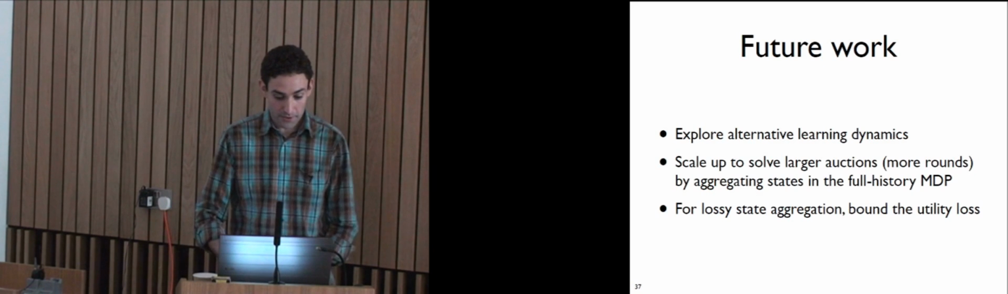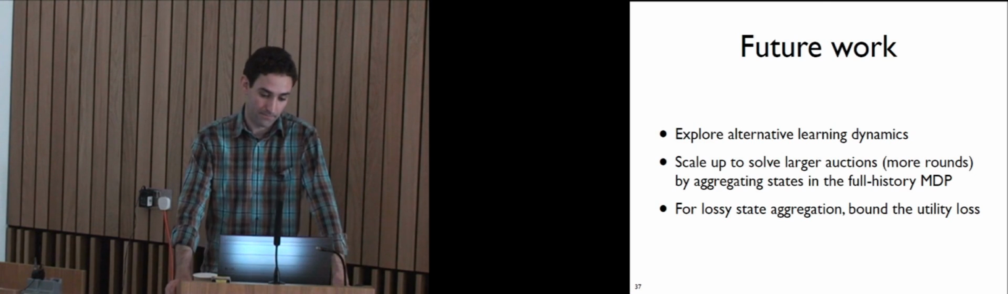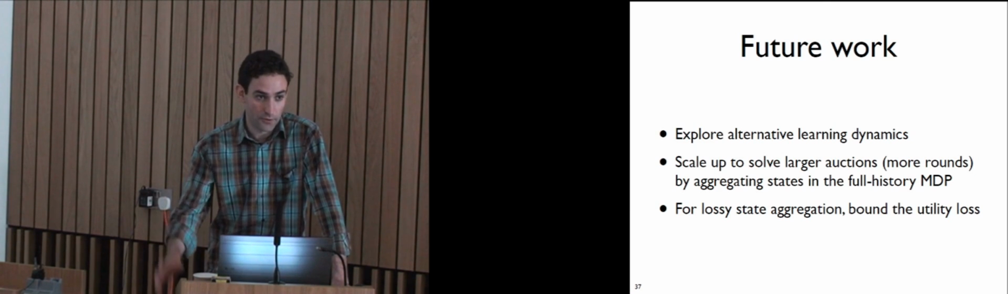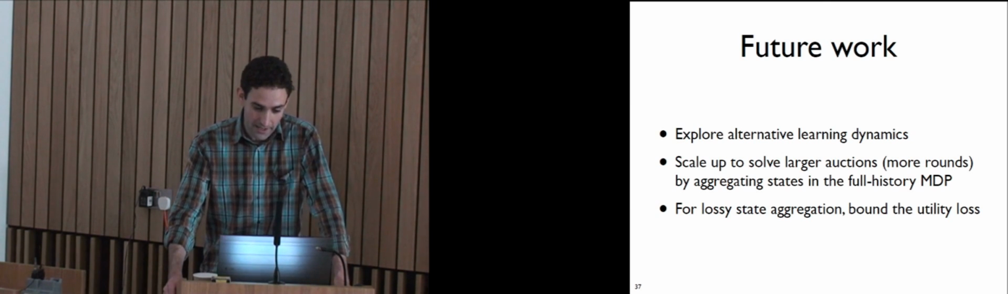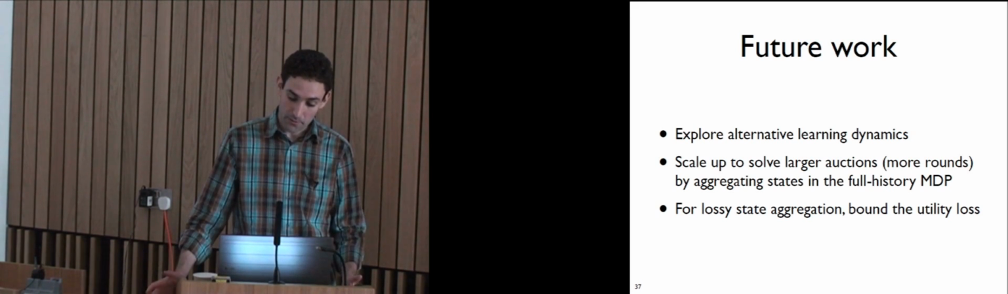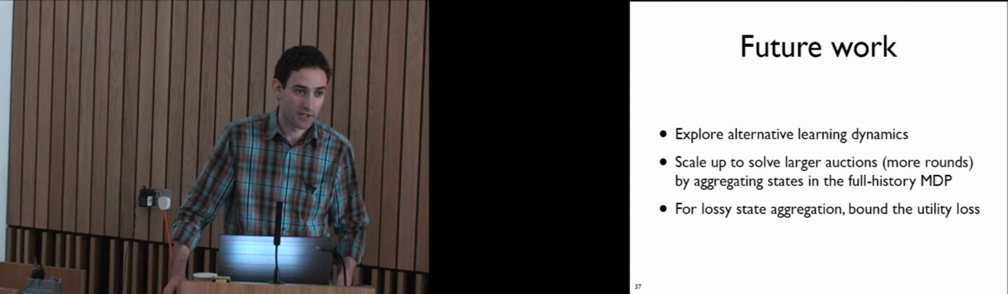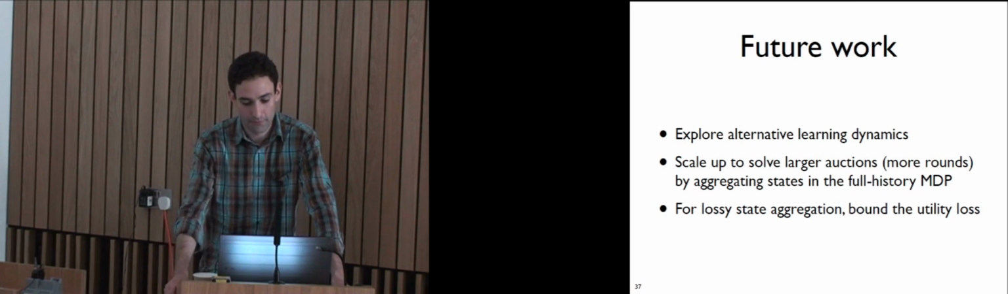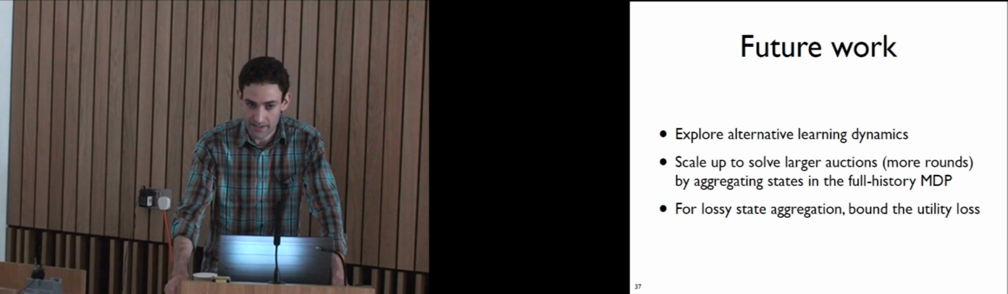So for future work, it would be interesting to explore alternative learning dynamics. This could be, for example, easily adapted to fictitious play type of learning instead of just best response. Of course, it would be nice to scale up to larger games. And maybe you would have to maintain a smaller state space, so it will become intractable to record the full history in the MDP. And then you could ask questions like how the loss in information corresponds to the loss in utility.